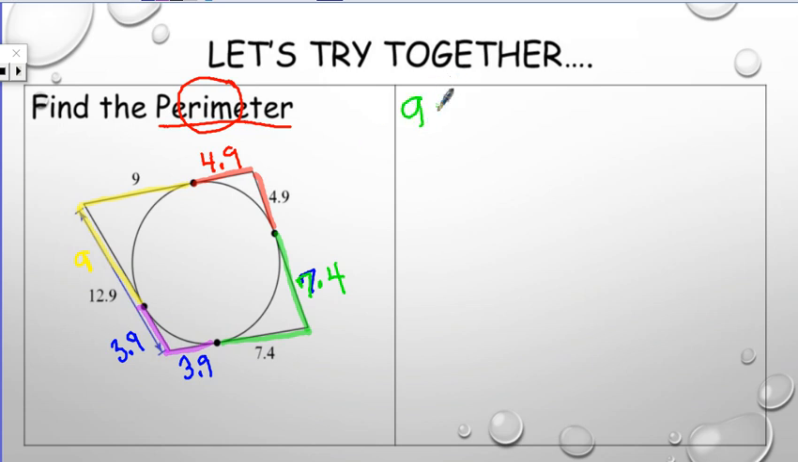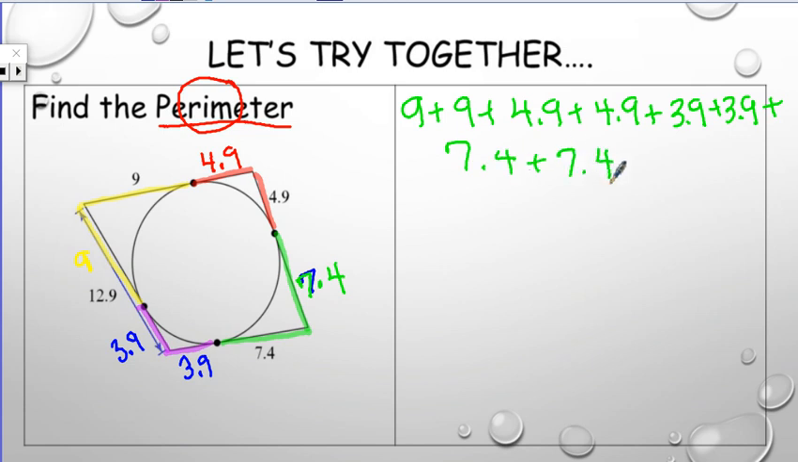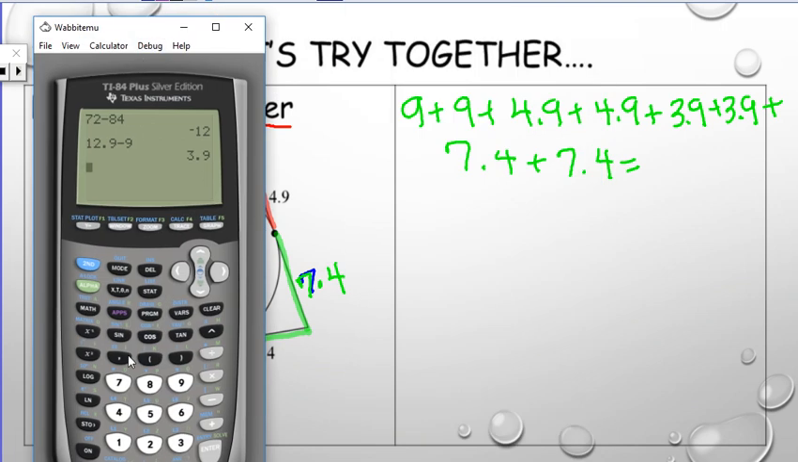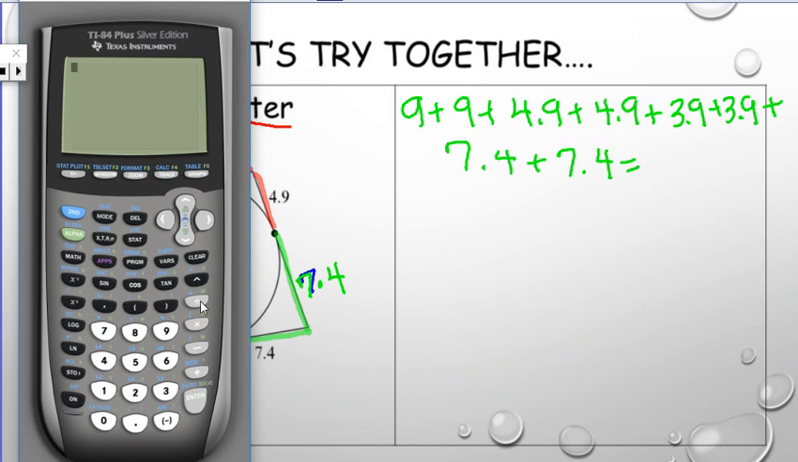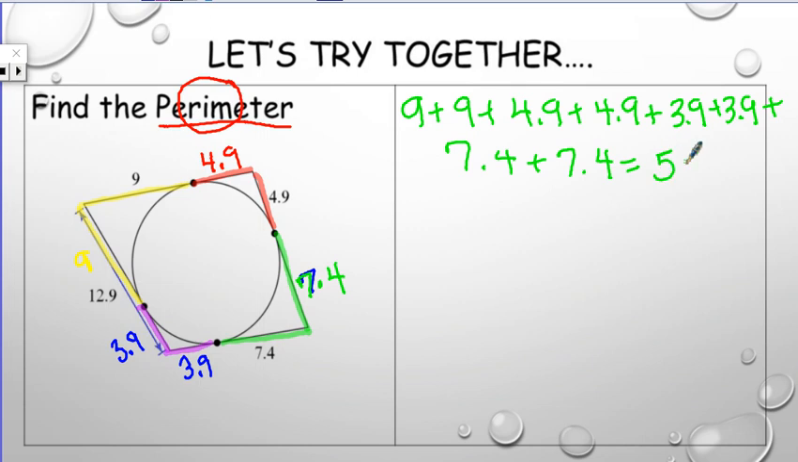So you can do this old school way. Go 9 plus 9 plus 4.9 plus 4.9 plus 3.9 plus 3.9 plus 7.4 plus 7.4, which would equal, let's grab that calculator and let's see. 9 plus 9 plus 4.9 plus 4.9 plus 3.9 plus 3.9 plus 7.4 plus 7.4 should equal 50.4. And we don't have any units here, so you can say 50.4 units.